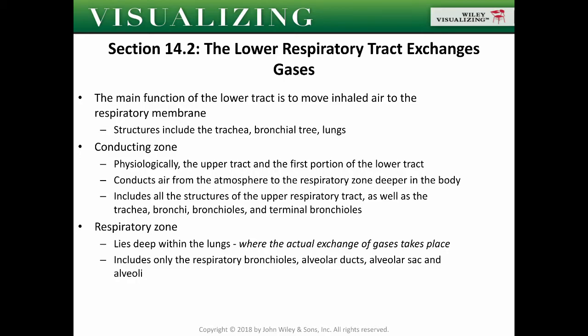We have two zones here, the conducting zone and the respiratory zone. The conducting zone is physiologically the upper tract and the first portion of the lower tract. As its name suggests, it conducts the air from the atmosphere to the respiratory zone deep within the body, which is of course the lungs. So this includes the structures of the upper respiratory tract as well as the trachea, bronchi, bronchioles, and the terminal bronchioles. The respiratory zone lies deep within the lungs. This is where the actual exchange of gases takes place. This includes only the respiratory bronchioles, the alveolar ducts, alveolar sac, and the alveoli.